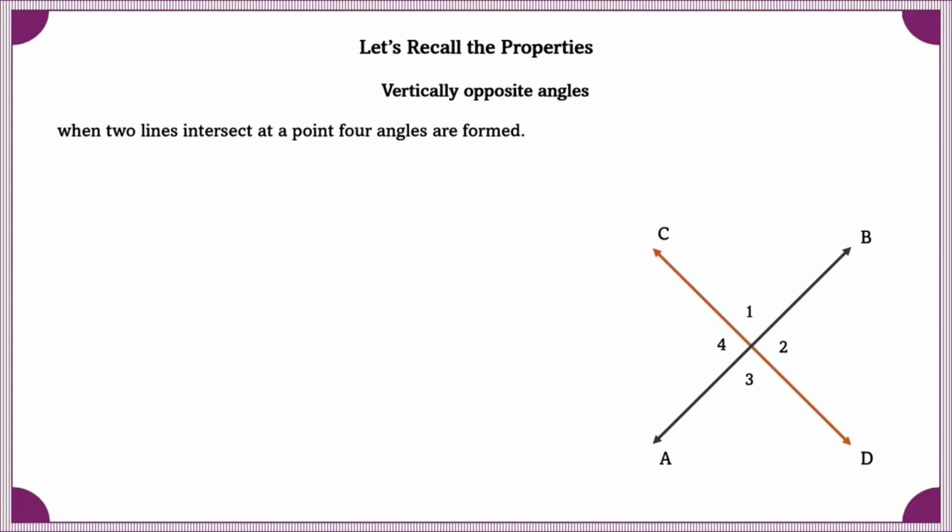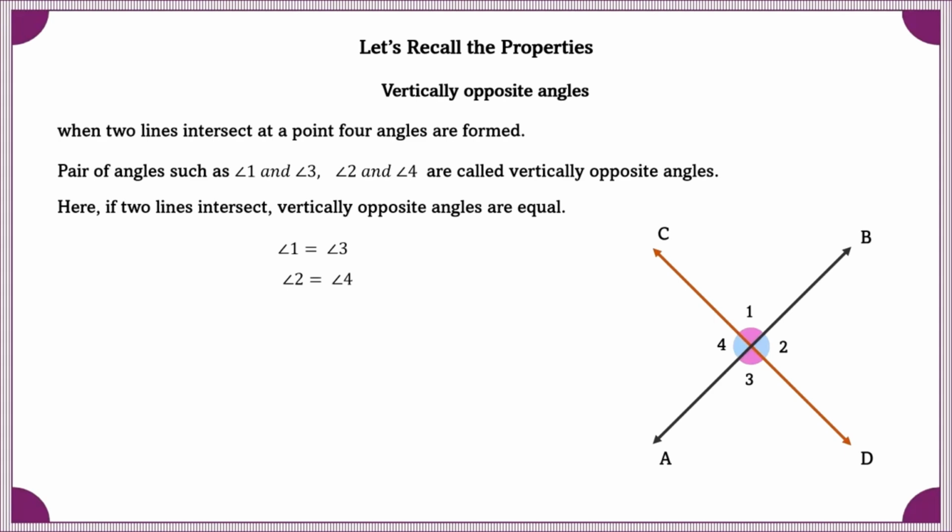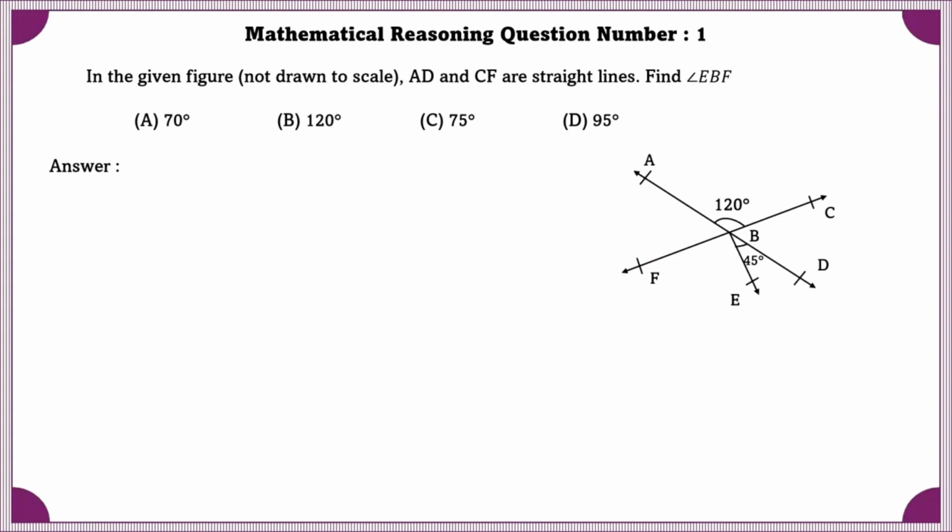When two lines intersect at a point, four angles are formed. Pairs of angles such as angle 1 and angle 3, angle 2 and angle 4 are called vertically opposite angles. If two lines intersect, vertically opposite angles are equal. Angle 1 is equal to angle 3, angle 2 is equal to angle 4. Using this property, we can solve this question.